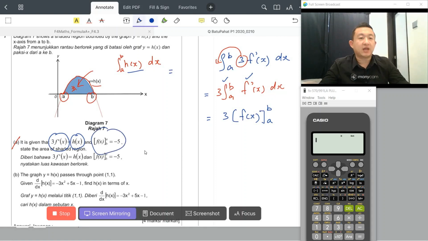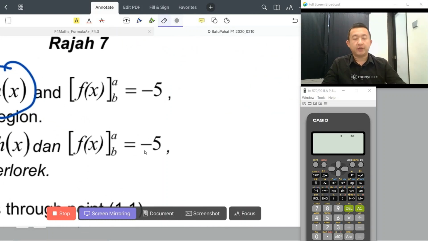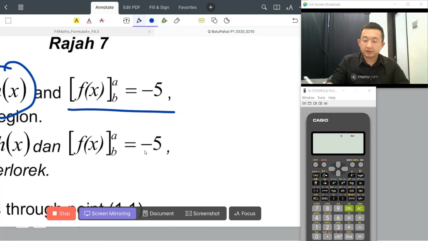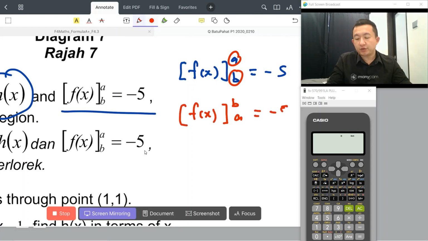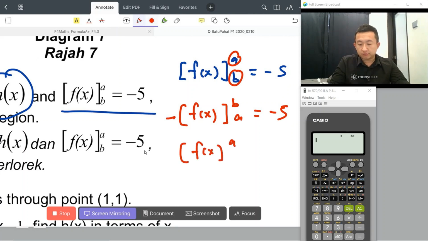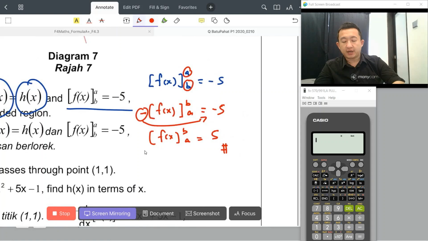Then we refer to this one. It's very similar, the only difference is that this one is from B to A and this is from A to B. The limits are different. In order to leverage on this, we need to swap the limits, and of course I can do that. I just need to put in a negative sign. This negative sign, you can move to the other side, and you have 5. Now it's the same thing: the integral of fx from B to A equals 5.